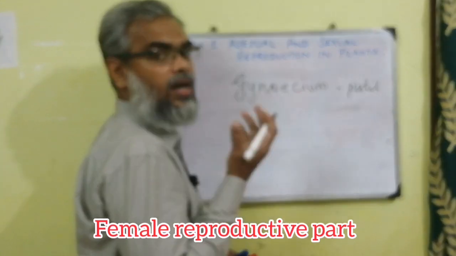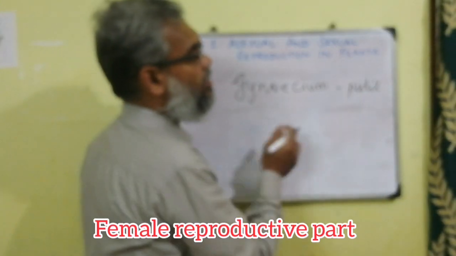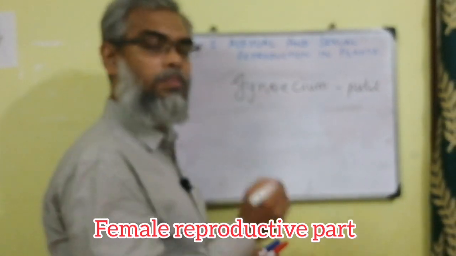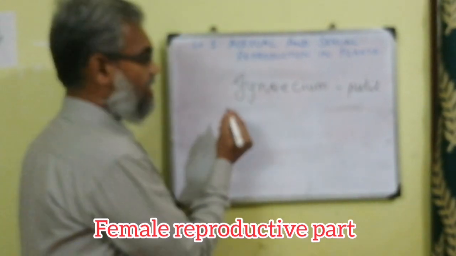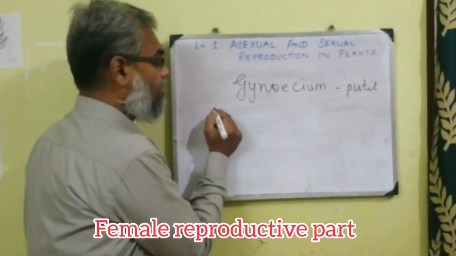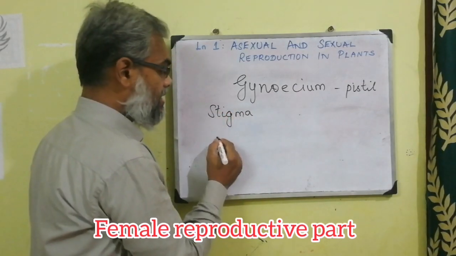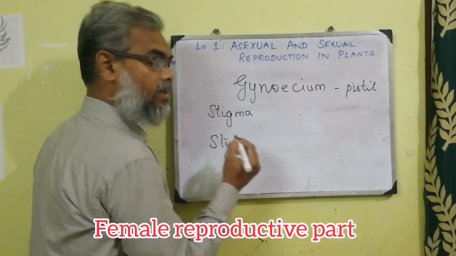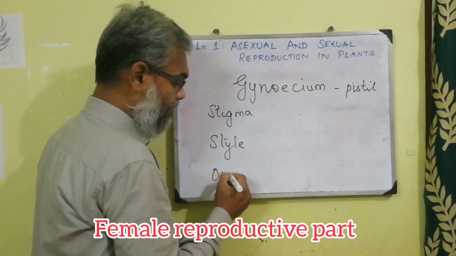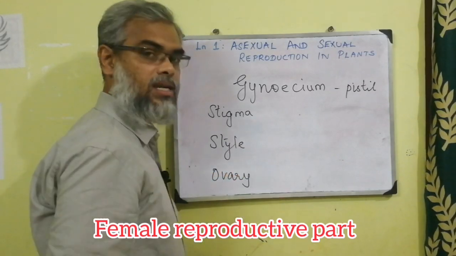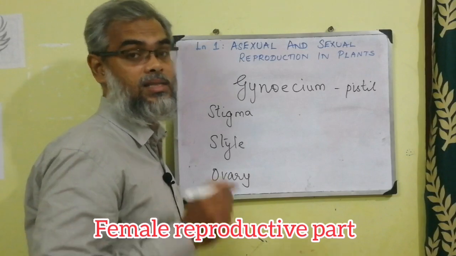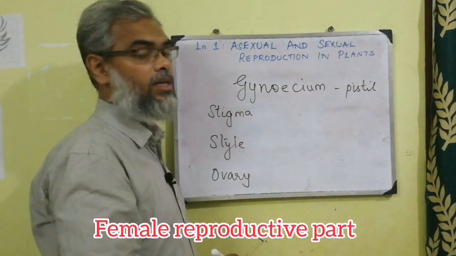Pistil is made up of carpels. Now, there are three parts in a pistil. One is stigma. The second one is style. Third one, ovary. So stigma, style, ovary. Three parts in a gynoecium, in a pistil.